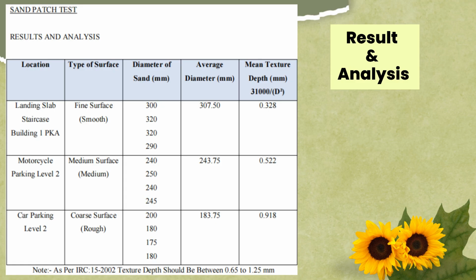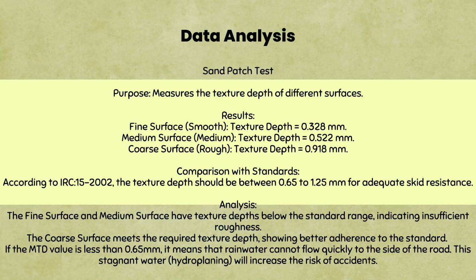Next, the sand patch test measured surface texture depth, revealing that the fine surface has a mean texture depth of 0.328 mm, the medium surface has 0.522 mm, and the coarse surface has 0.918 mm. As per IRC 15/2002, the required range is 0.65 to 1.25 mm. The fine and medium surfaces fall below the range, increasing the risk of hydroplaning and accidents, while the coarse surface meets the standard, ensuring better skid resistance.